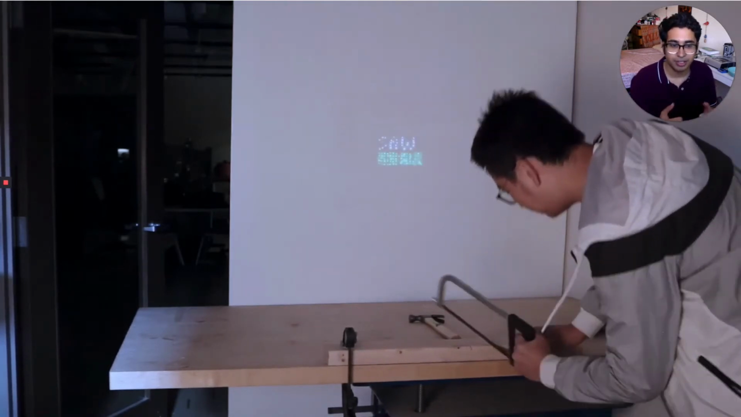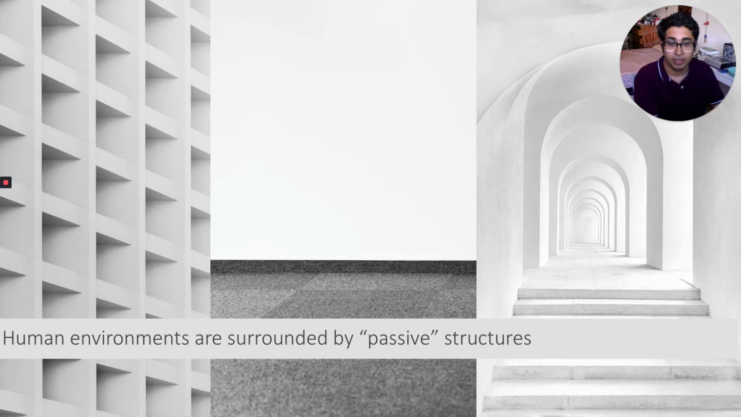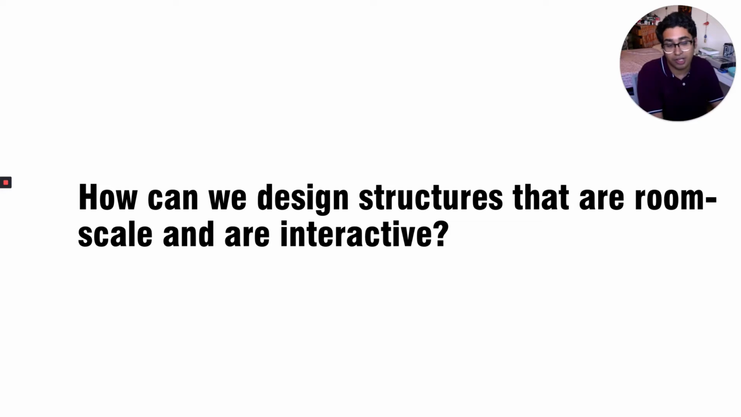As you can see, these are structures that are typically passive but are responsive to human interaction. Now, if you look around us, human environments are surrounded by structural elements like walls, hallways, beams that are pervasive and yet mostly passive. So one key question we wanted to answer with this project was, how can we design structures to be interactive at room scale?